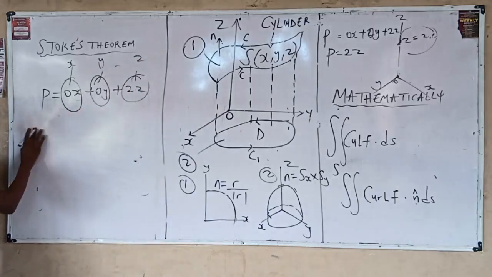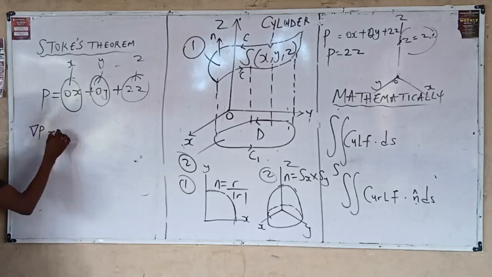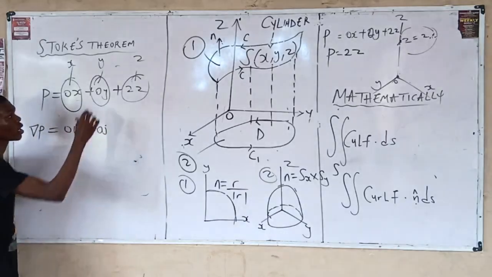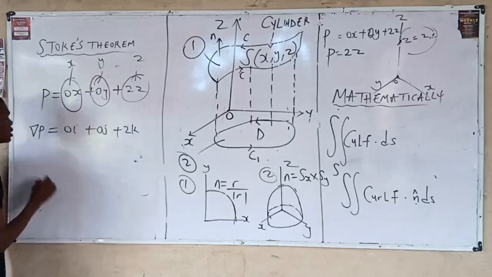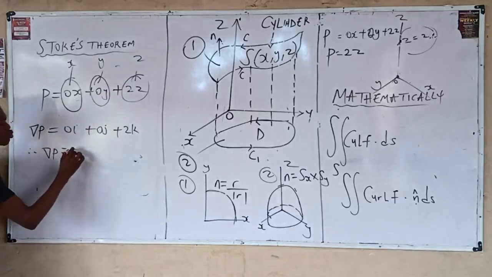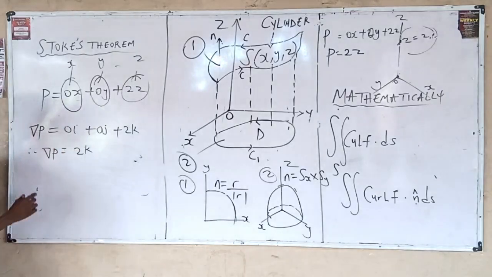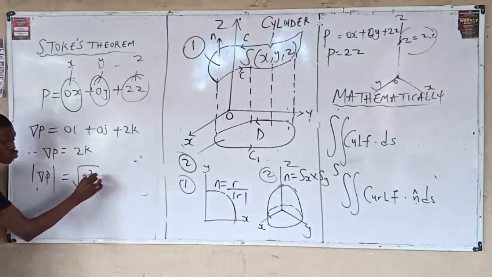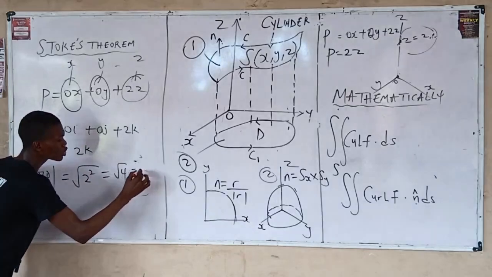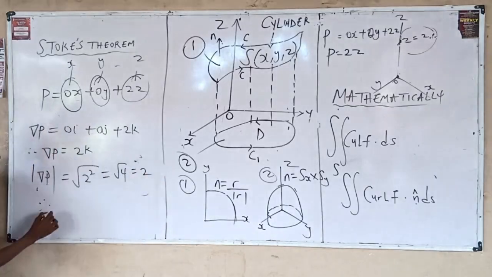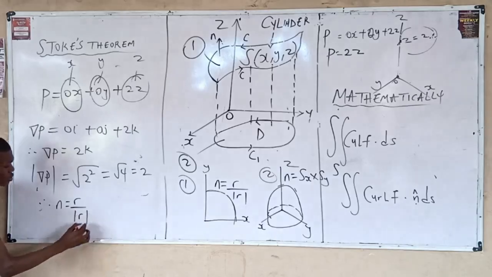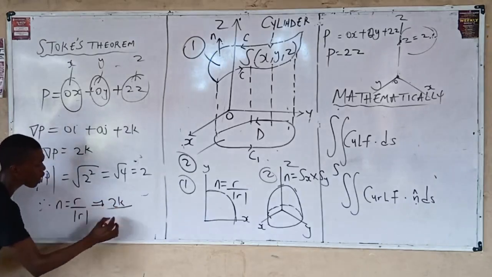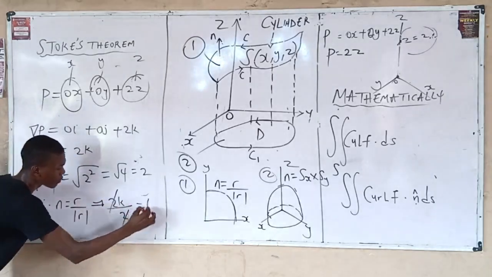Meaning I have the grad of p is equal to 0i plus 0j plus 2k. Therefore, grad of p is equal to 2k. Let me get the magnitude. By magnitude of grad p, what do I have? I have square root of 2 squared, meaning square root of 4, which is equal to 2. Therefore, n, which is equal to r over magnitude of r, implies your r means this guy, right? 2k over 2. Therefore, the 2 cancels out. What do you have? k.